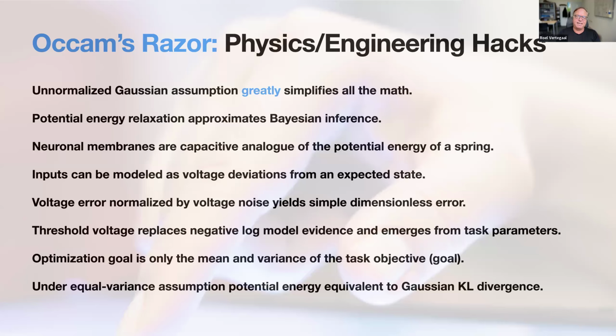This hugely simplifies things. And the reason this is possible is because we can set the scale, i.e. the variance of the task, prior to a task, and then maintain that scale throughout the task so that it's invariant during the task. And this is an important assumption that really simplifies the math. This equal variance assumption means that potential energy is equivalent to Gaussian KL divergence. And this is really lovely because we just get an x squared function, and this x squared function actually gives you the KL and thus the surprise.